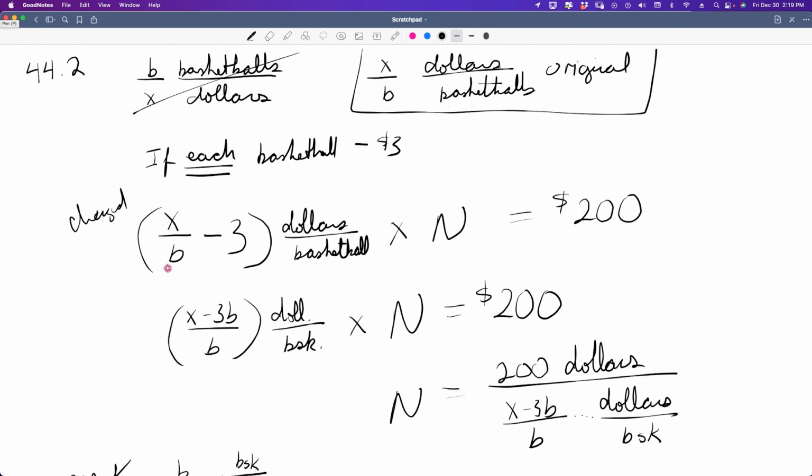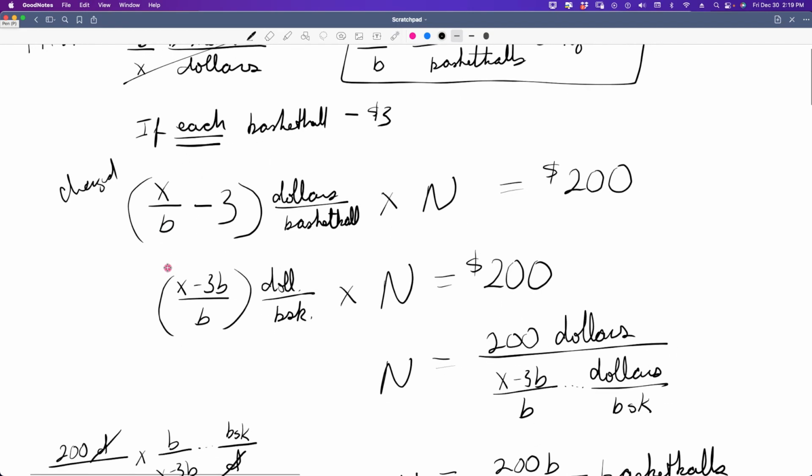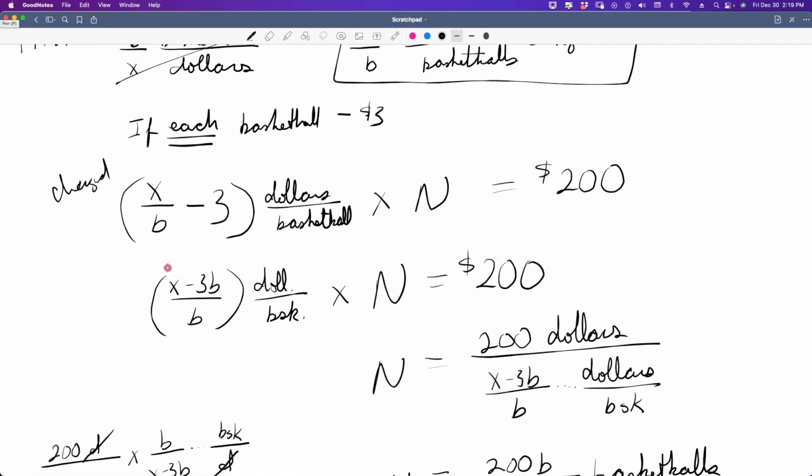So pay attention to the language that is used in the question. All right, that's just one of those tricky things about word problems. They'll throw little things in there like that, and it can change your entire calculation. So let's move on to 44.3. Let me clear the page here.